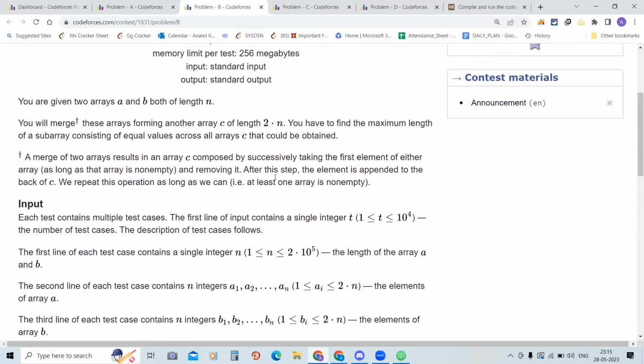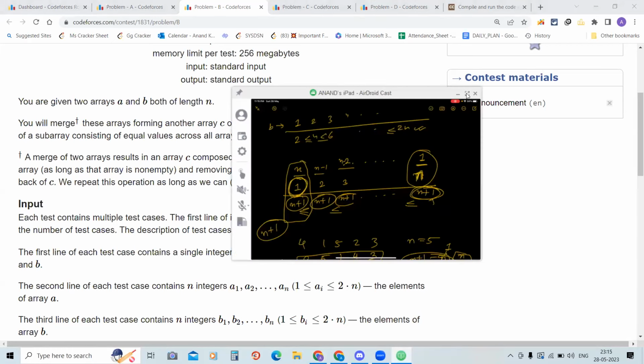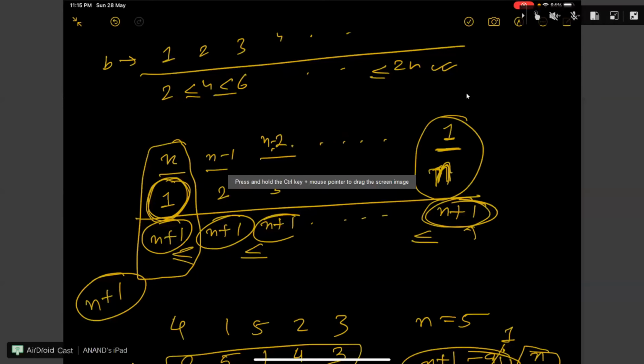So we have to first find how we can merge two arrays, and after merging the two arrays A and B, we have to merge them in such a way that the maximum length of all equal elements should be maximized. Okay, so let us see what we can do for this.